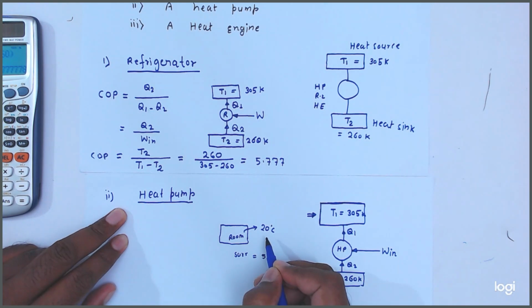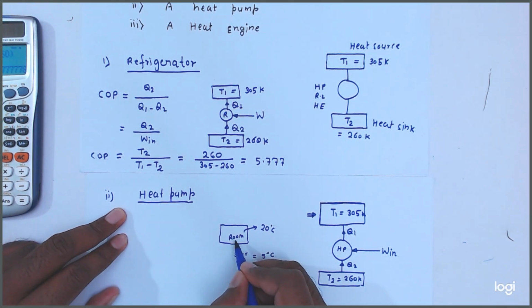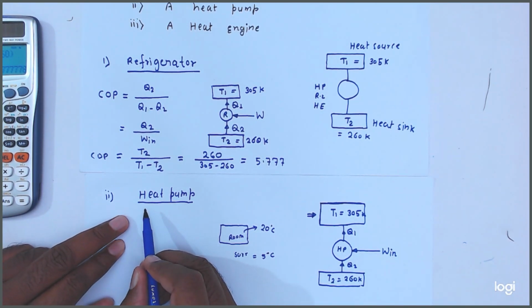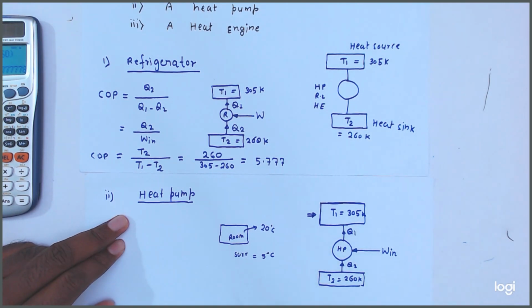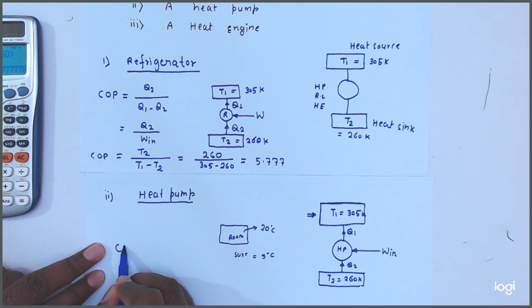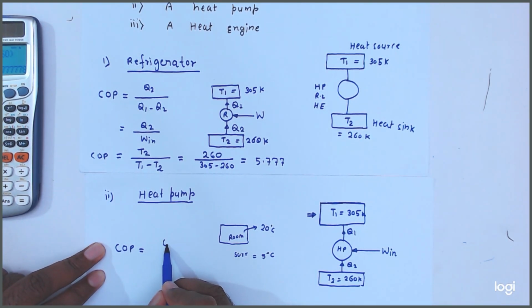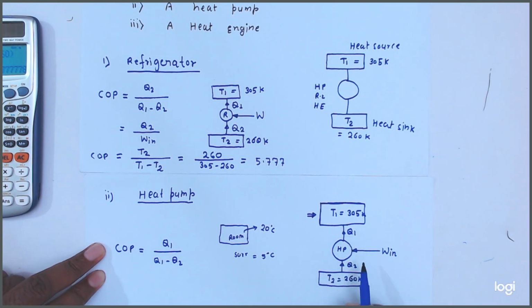So what we will do, we have to supply heat to the room. For this we have to use a heat pump. In a heat pump, we maintain a higher temperature compared to the surroundings. Now friends, we know that COP of heat pump equals what? Q1 upon Q1 minus Q2.